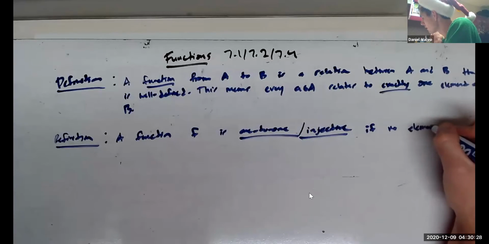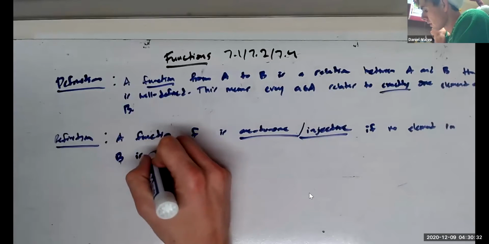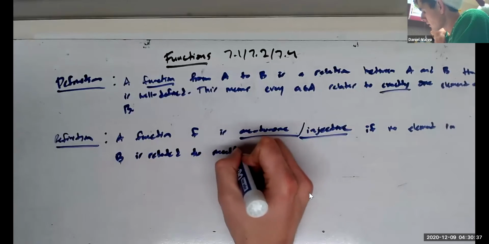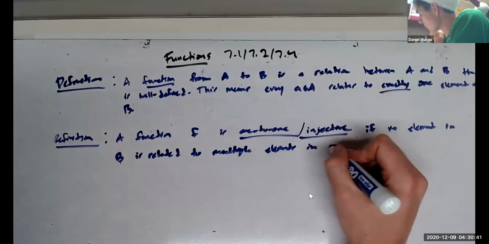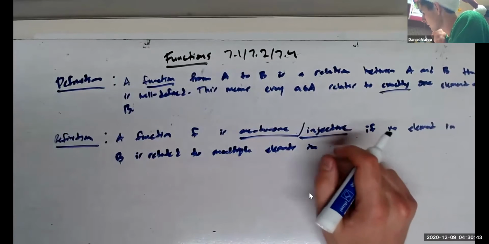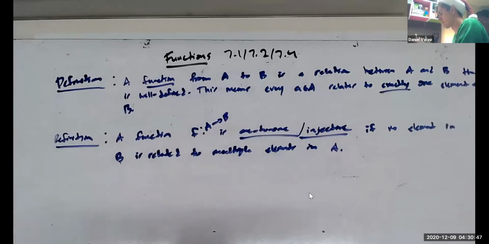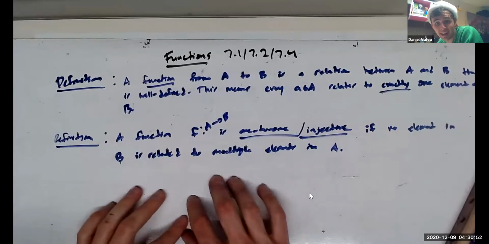no element in B is related to multiple elements in A. This function is going from A to B, by the way. So if no element in B is related to multiple elements in A.